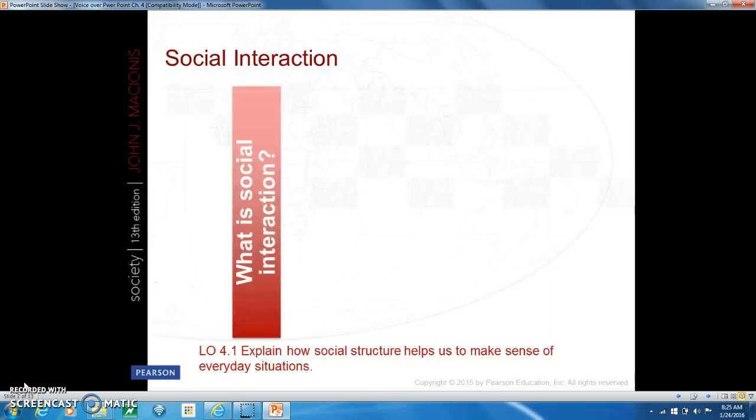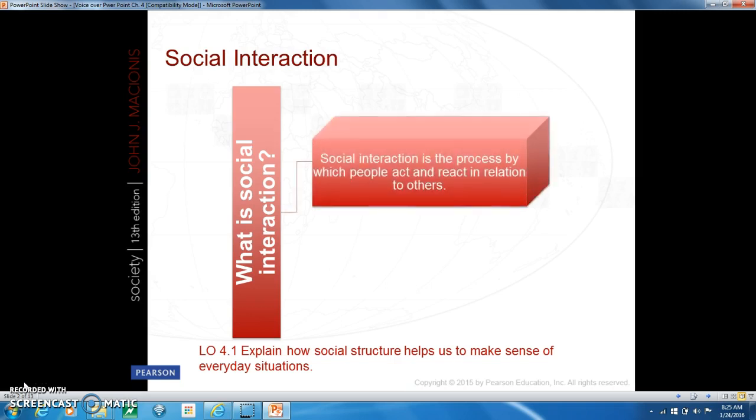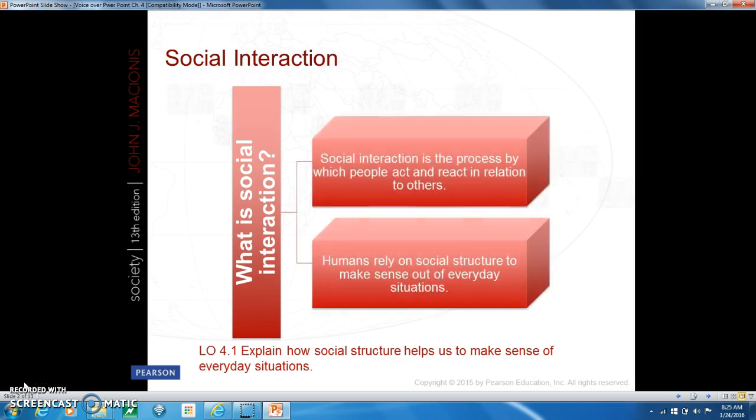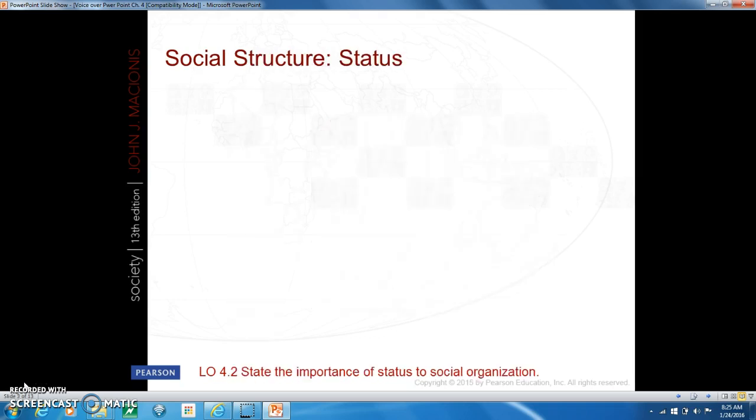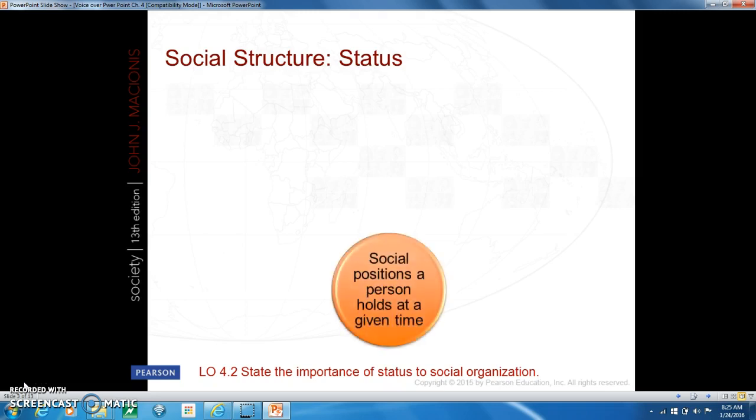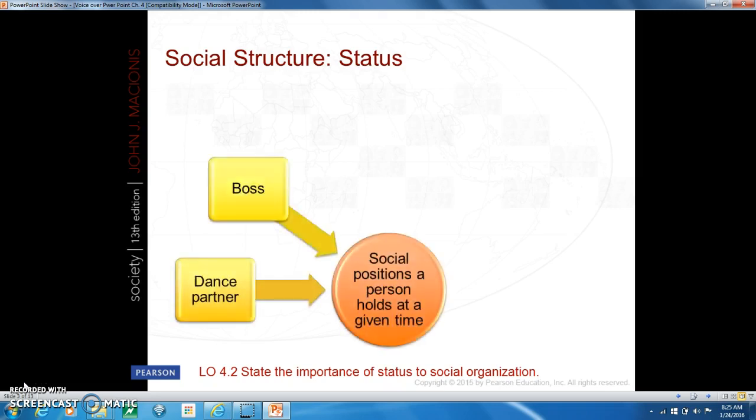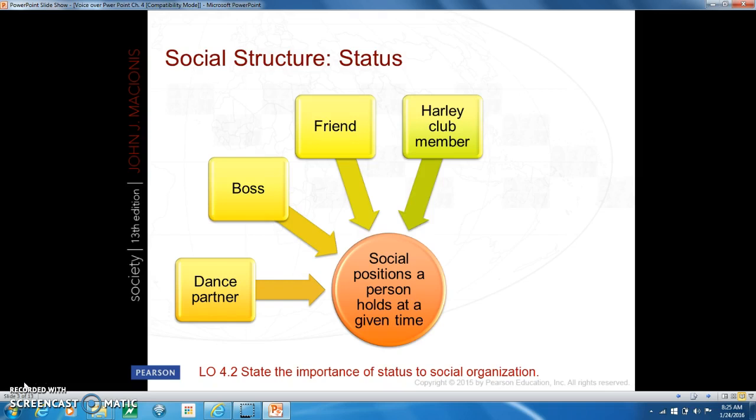Social interaction is the process by which people act and react in relation to others. In all human groups, individuals have specific statuses. A status is a socially defined position. Each individual in society has many statuses with corresponding roles.